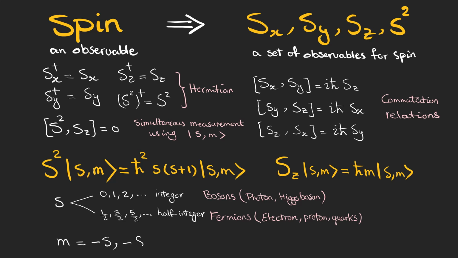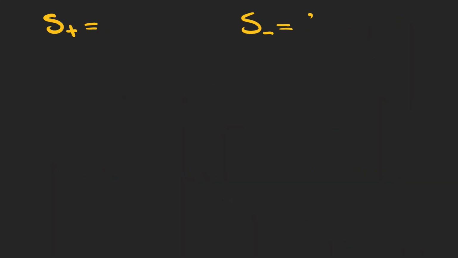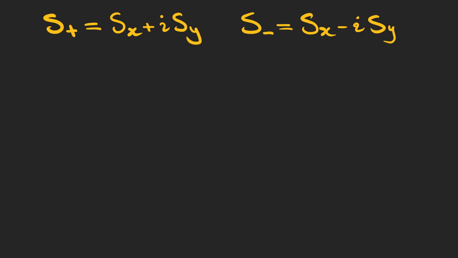The possible values for m depend on the values of s, which is fixed for each kind of particle. For example, spin 3/2 has 4 values for m, which are minus 3/2, minus half, half, and 3/2. There are two other operators we are going to be dealing with in this video to find the states associated with the x and y components of spin angular momentum.